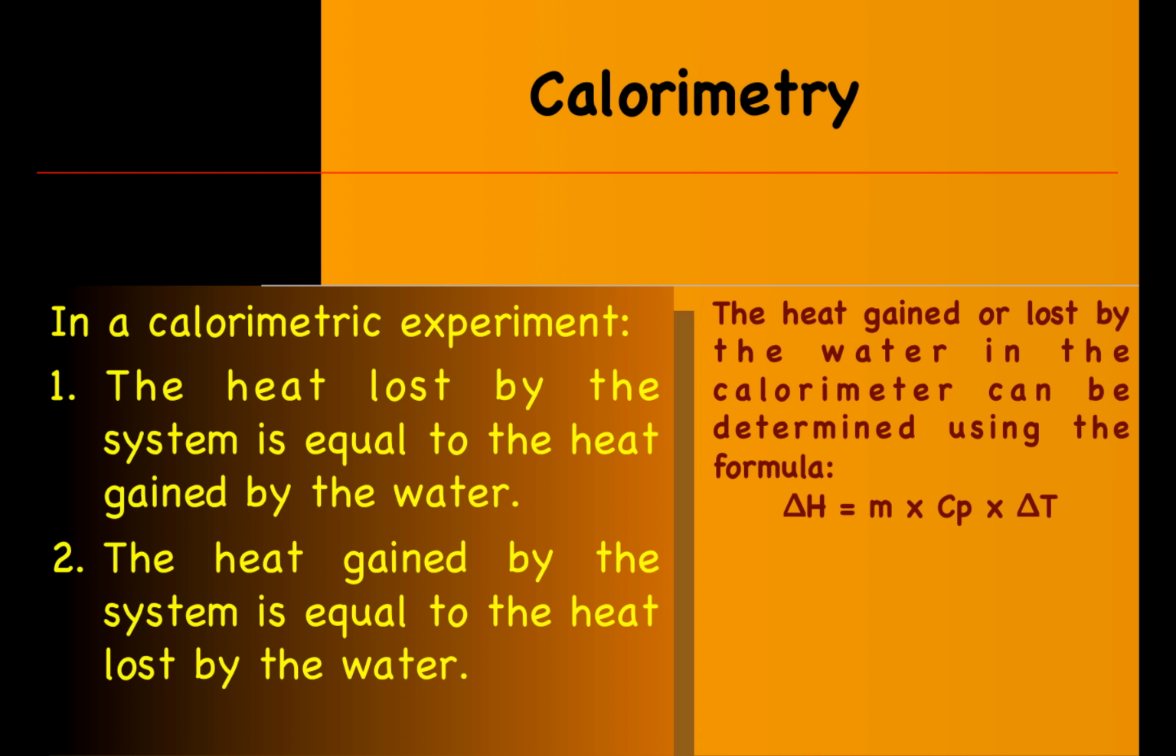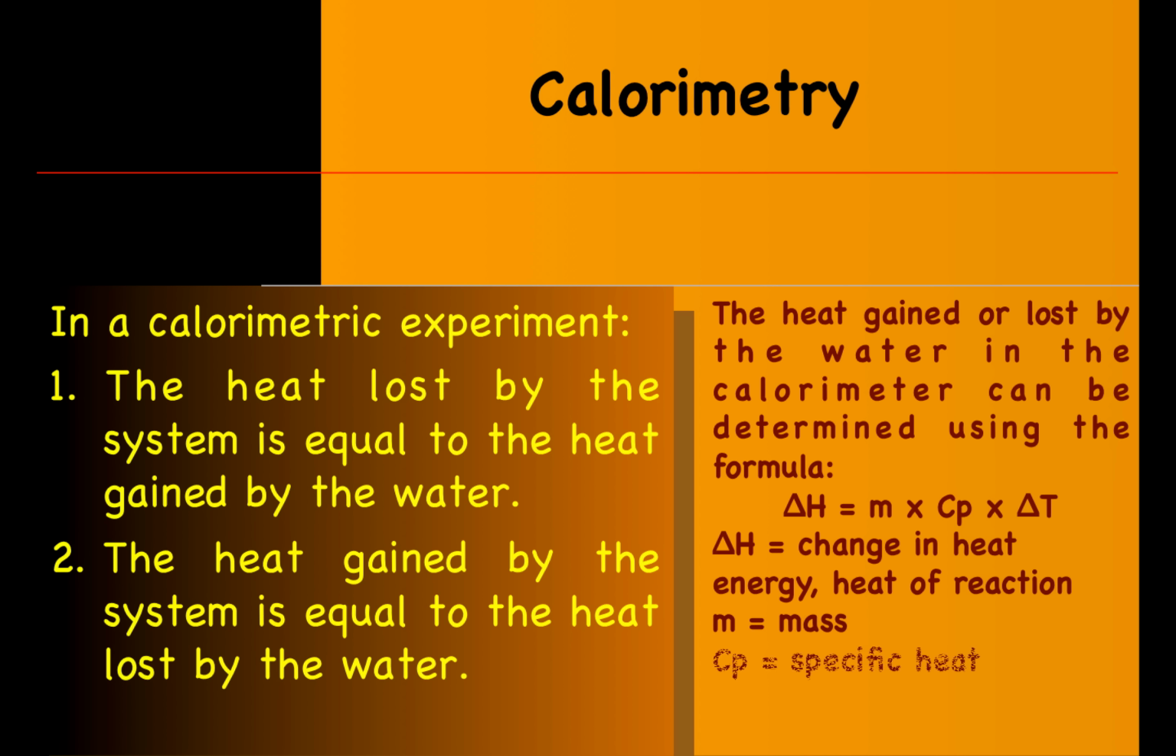We can use the following formula to determine the amount of heat gained or lost by the water in the calorimeter. Delta H equals mCp delta T, where delta H is the change in heat energy, or the heat of reaction. M is the mass. Cp is the specific heat, and delta T is the change in temperature.